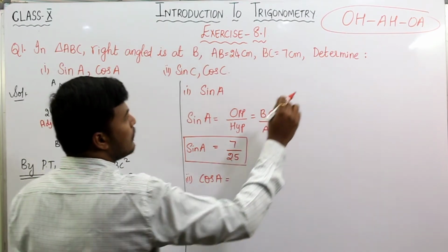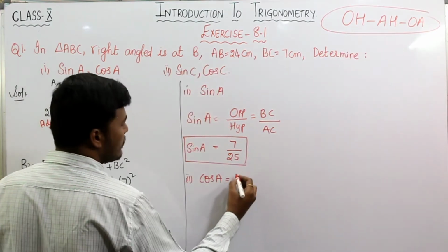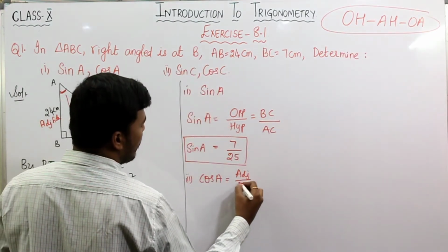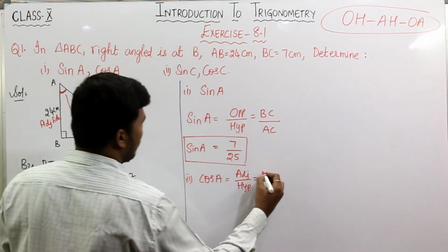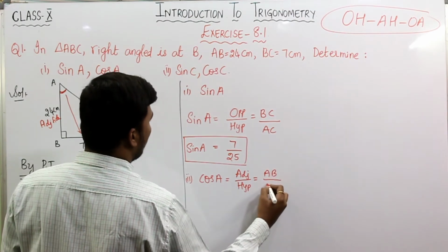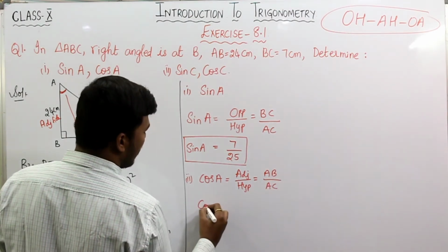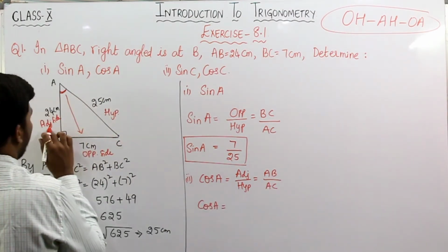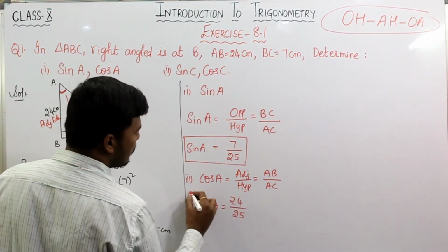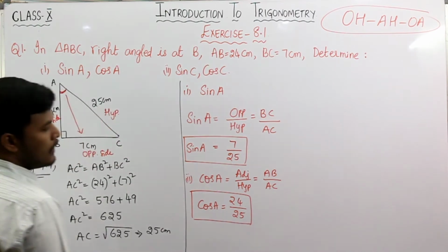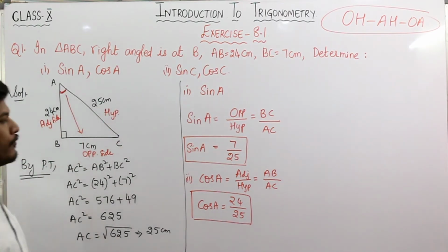Now the second part, cos A. Cos stands for adjacent side by hypotenuse. What is the adjacent side here? AB, by hypotenuse AC. So from that, cos A is equal to AB is 24 centimeters and AC is 25 centimeters. So therefore cos A is 24 by 25.